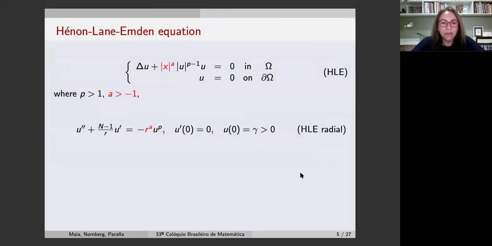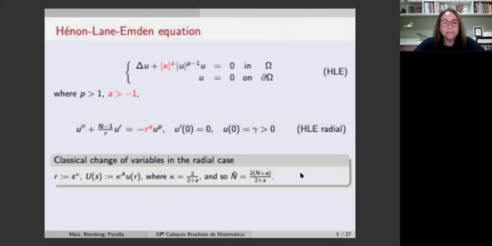Now, going forward with the weighted problem, if we put the weight norm of x to the a in front of the nonlinearity, we get what we call the Hénon Lane-Emden equation. For a bigger than minus 1, we are going to consider this problem, and radial solutions of this equation are simply solutions of this nonlinear ODE.